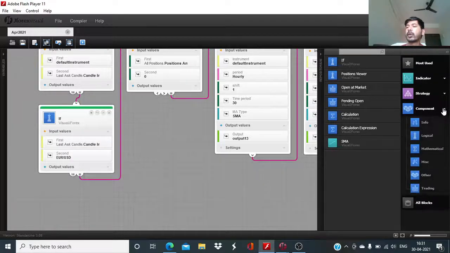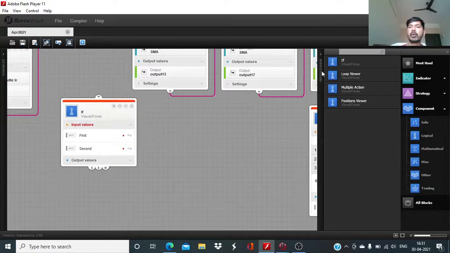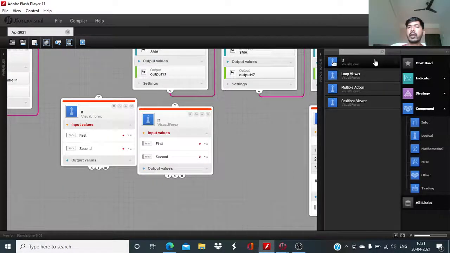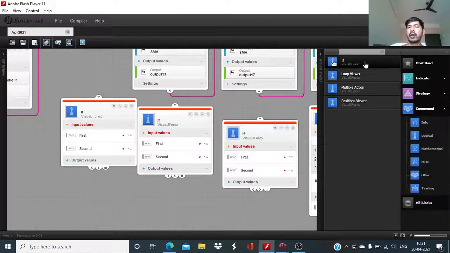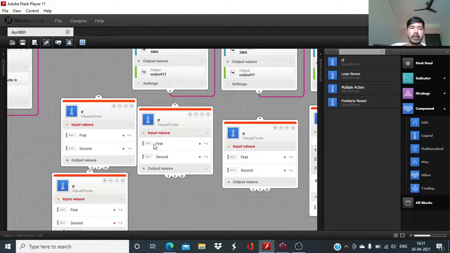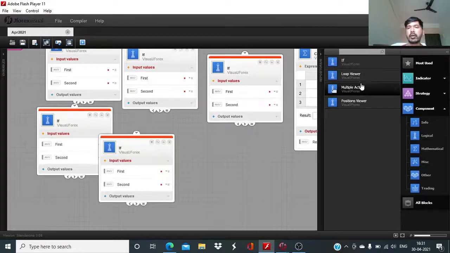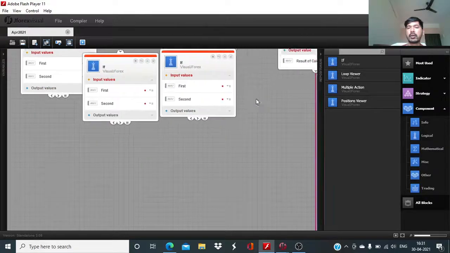And now components, we are going to need logical components, if else blocks, and we are going to need, if I'm not wrong, I think 11. So I will take all these if blocks.